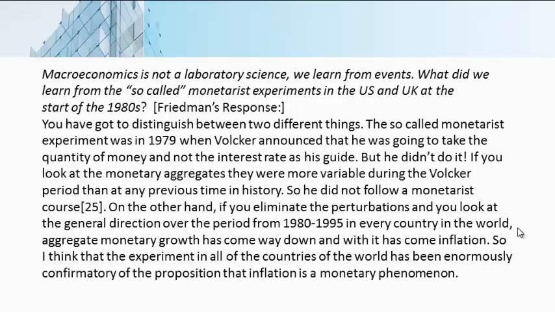Friedman said that the monetarist experiment was in 79 when Volcker announced that he was going to take the quantity of money and not the interest rate as his guide, but he didn't do it. If you look at the monetary aggregates, they were more variable during the Volcker period than any other previous time in history. So he did not follow the monetarist course. According to him, because the money supply was not growing constantly at 6%, Volcker did not follow Friedman's rule. And if you look at 1980 to 1995, the aggregate monetary growth has come down and with it has come inflation. So basically he says that inflation is purely monetary, and that's proven by the data.